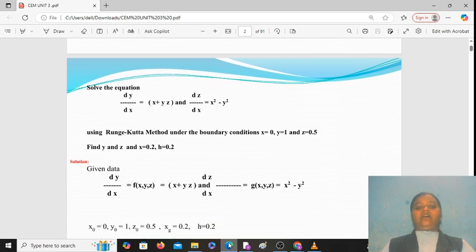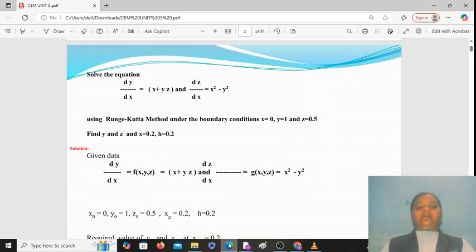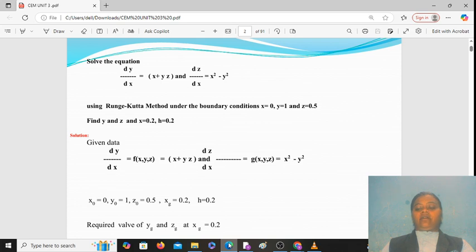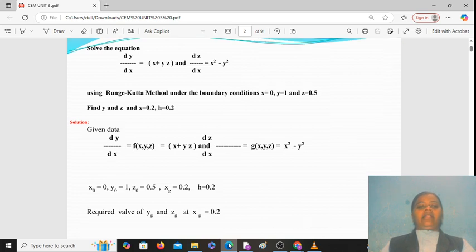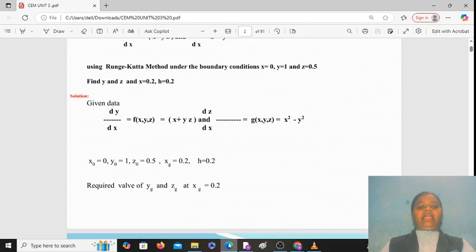Now we see the solution of that second order Runge-Kutta method. Right here, given data dy by dx is equal to f of x, y, z, which is equal to x plus yz, and dz upon dx is equal to g of x, y, z, which is equal to x square minus y square. Here given three variables, that is x, y and z.